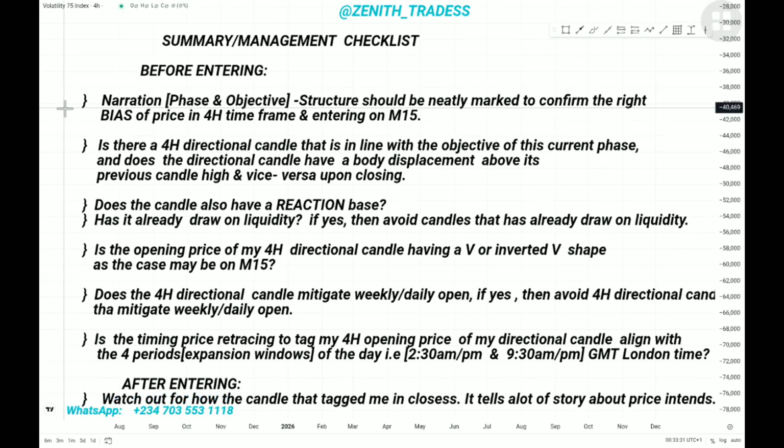All right, trade management checklist. What are the things you're going to look out for before you enter?